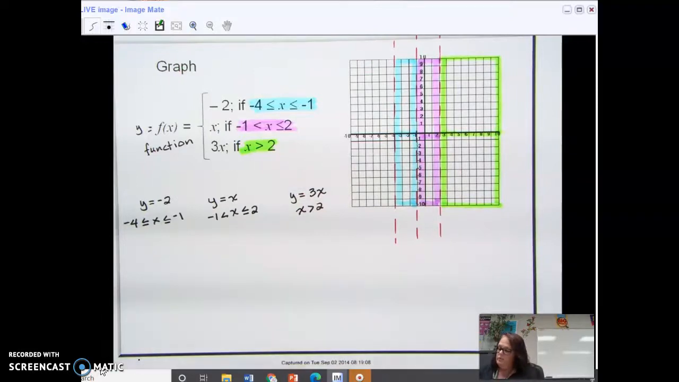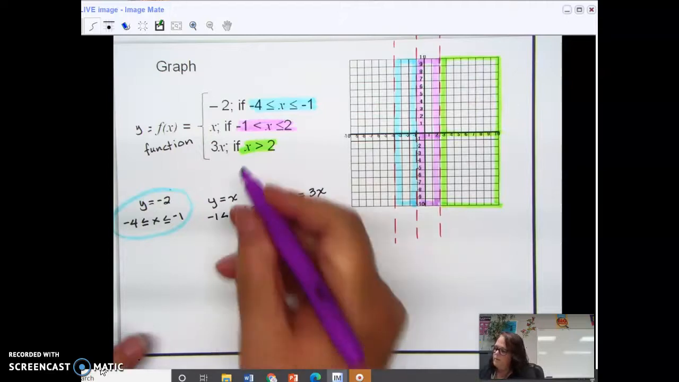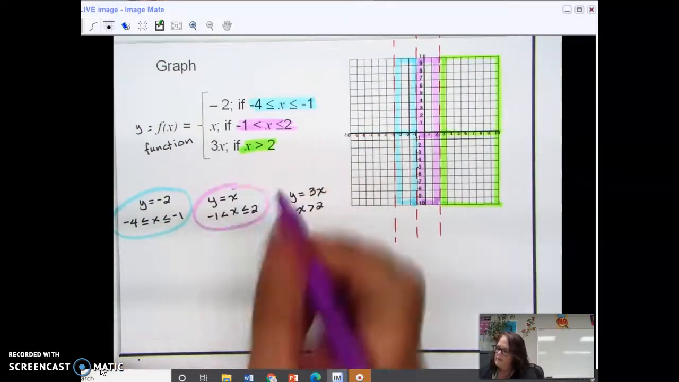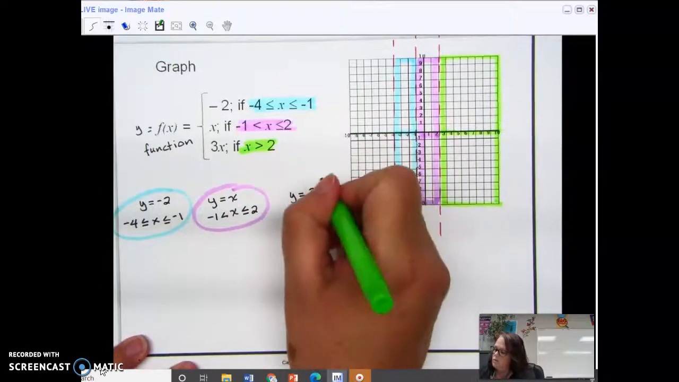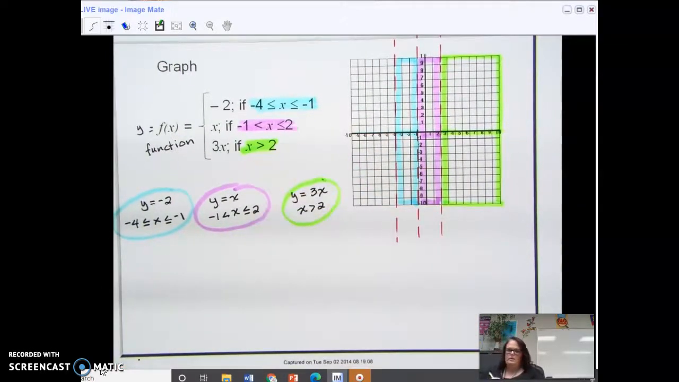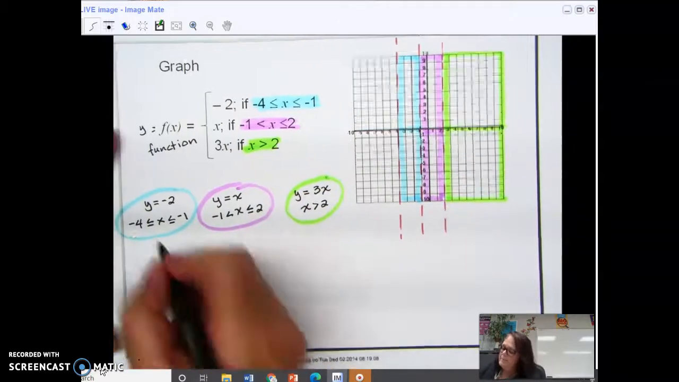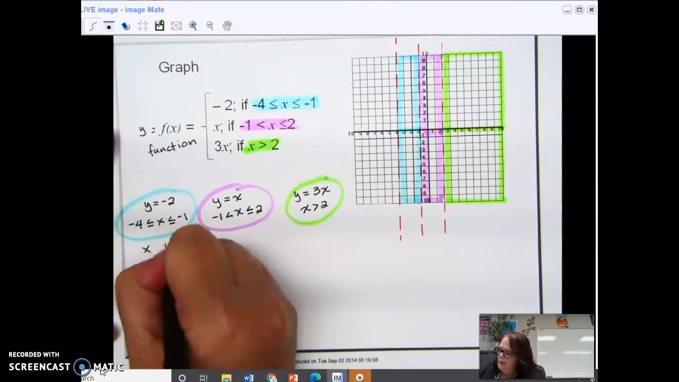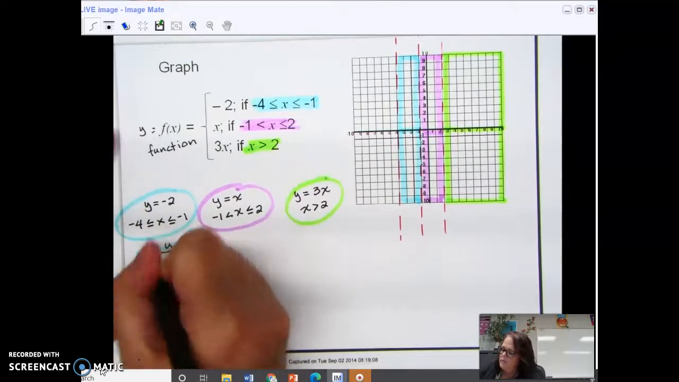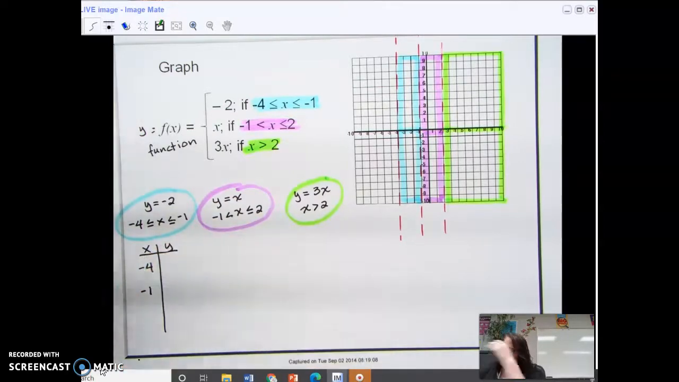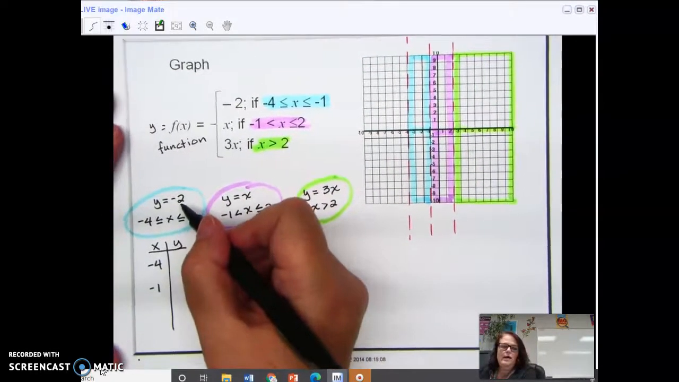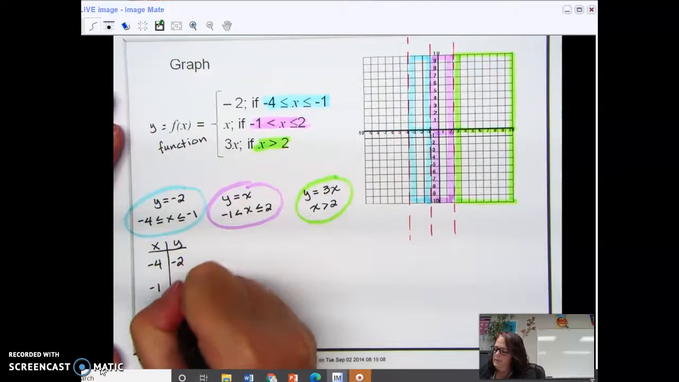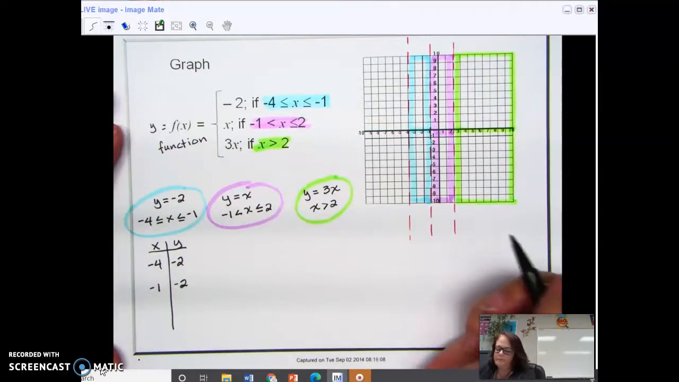So again, this is for my blue domain. This one is for my purple domain. And then this one is for my green domain. So each of these graphs are going to be, a couple will be tiny and one will be large. So I've got an XY chart and I have 2 boundaries on this. So I'm just going to use those 2 boundaries and see what happens. So notice in either case, y has to be -2. So no matter what x I choose, y has to be -2.